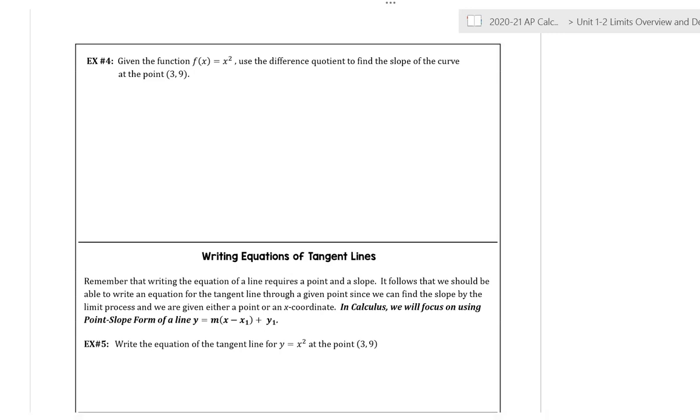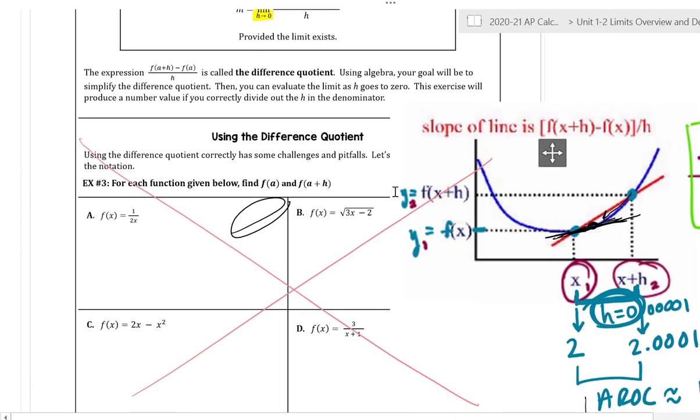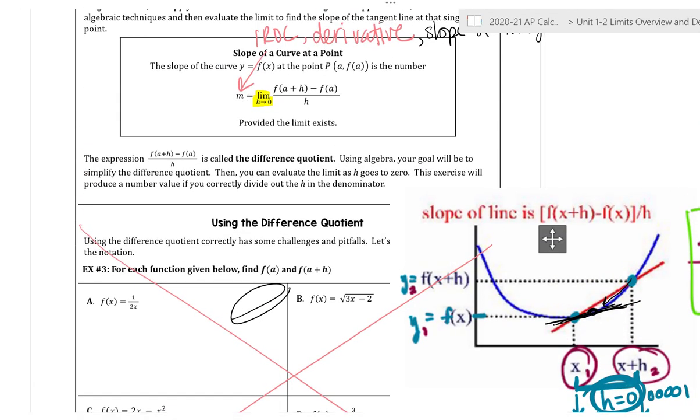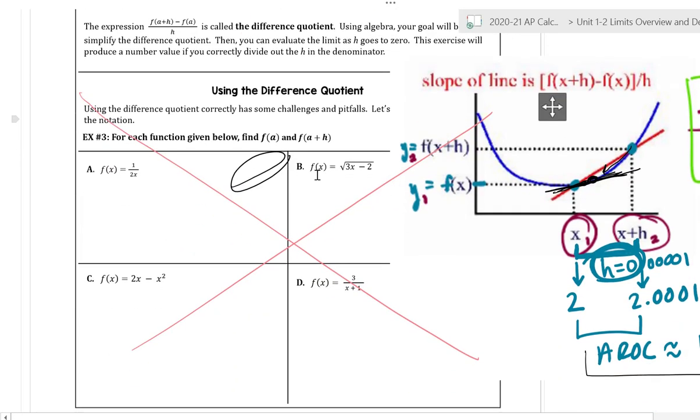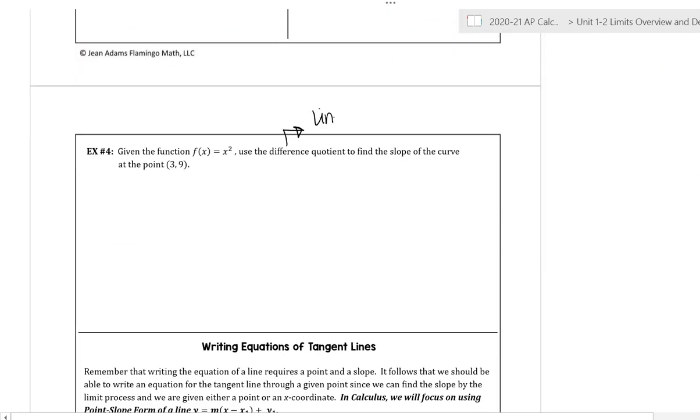It says, given the function f of x equals x squared, use the difference quotient, which is what we just calculated, to find the slope of the curve at the point 3, 9. So guys, key word, every time I see things like this, I'm going to write this formula down. I'm going to say the difference quotient is, let's get that copied to make sure we're perfect. We're going to say the limit as x approaches 0 of f of a plus h squared minus x squared all over h.